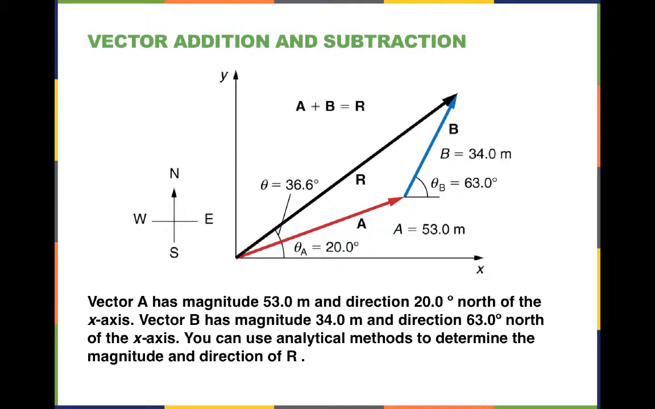Let's take a look at how we would do the analytical method practically. Vector A has a magnitude of 53.0 meters in a direction of 20 degrees north of the x-axis, or north of east. Vector B has a magnitude of 34 meters in a direction of 63 degrees north of east. Using the analytical method, we can find the magnitude and direction of R.